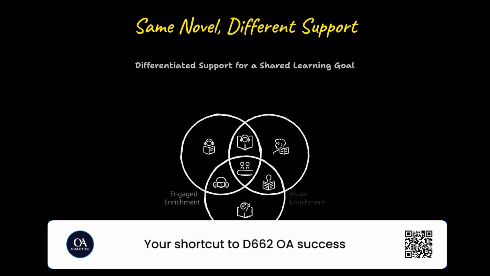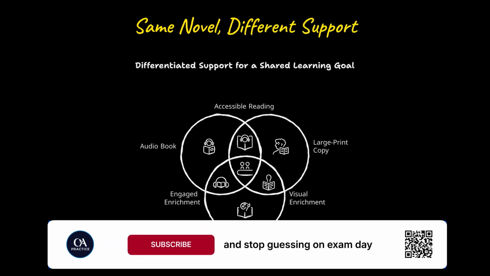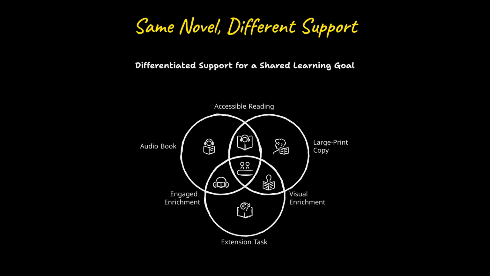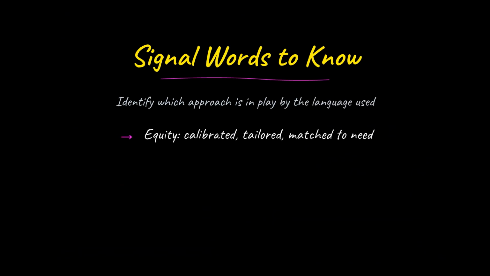In practice, an equity-minded teacher might give a struggling reader an audio version of the novel, provide a large print copy to a student with a vision difference, and assign an extension task to an advanced reader. The content and expectations stay constant. Only the path changes. You can often identify which approach is being described by its signal words.